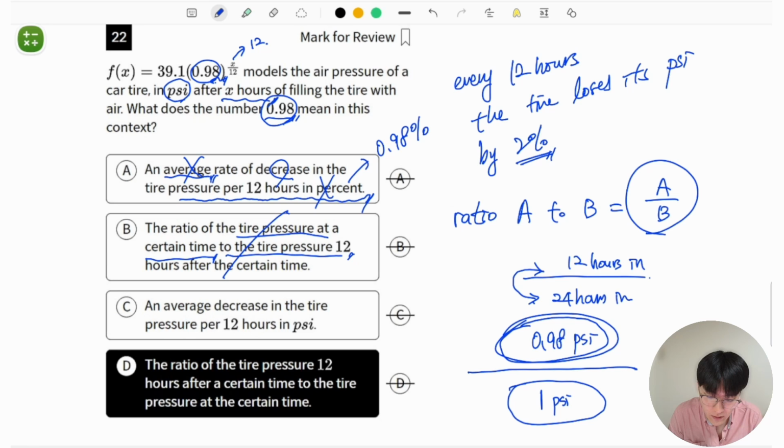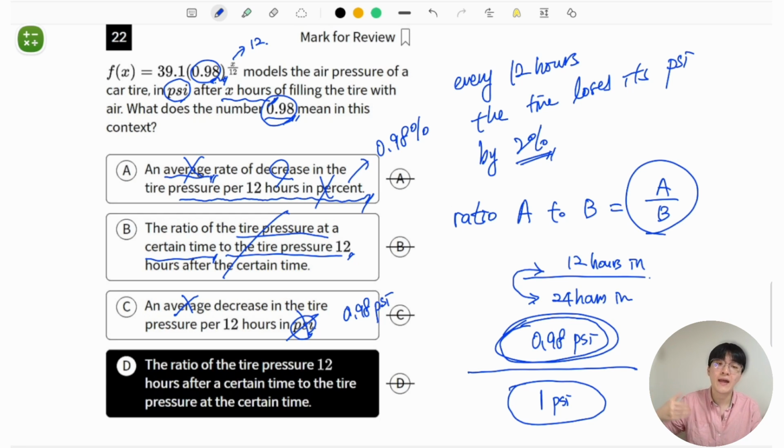Answer choice C, an average decrease in the tire pressure per 12 hours in psi. Okay, so we first of all do not know if it's the average decrease. And although it is a decrease, we do not know the units. 0.98 per 12 hours in psi. They give us the units, psi. It's not decreasing by 0.98 psi every 12 hours. That's incorrect.